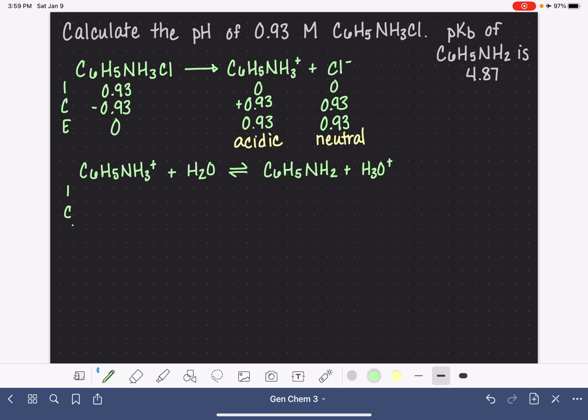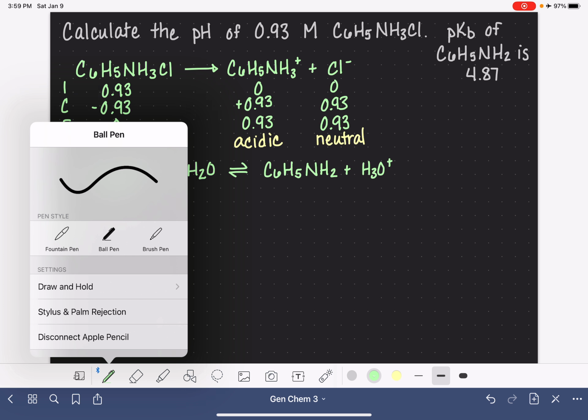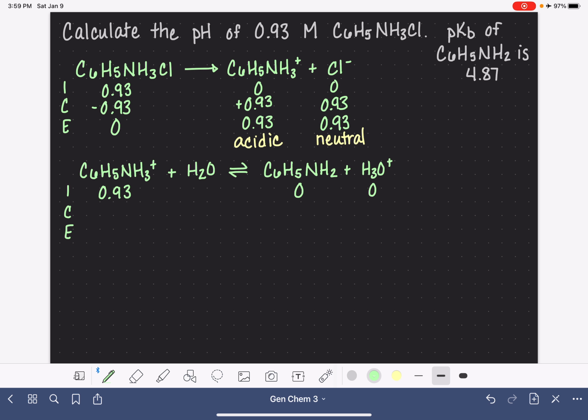Let's make this ice table starting with 0.93 molar C6H5NH3 plus. No products initially. We don't know how much of this will react because it is a weak acid and it's in equilibrium, but we know in equilibrium that we'll have approximately 0.93 molar of our C6H5NH3 plus, and we'll have x of each of our products.